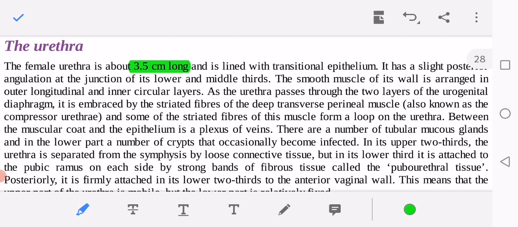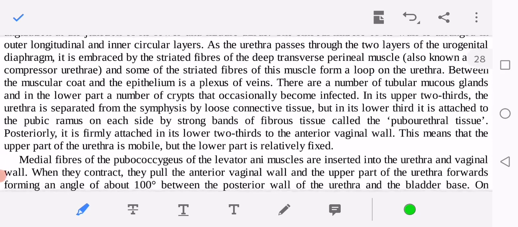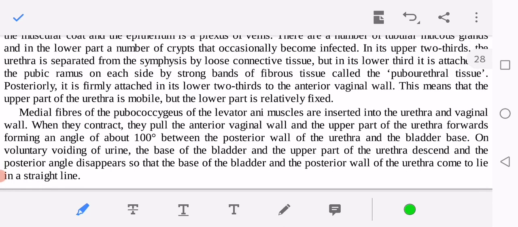Some of the striated fibers of the muscles form a loop on the urethra, and between the muscular coat and the epithelium is a plexus of veins, and there are a number of tubular mucous glands, and in the lower part a number of crypts that occasionally become infected. In its upper two-thirds, the urethra is separated from the symphysis by loose connective tissue, but in its lower third, it is attached to the pubic ramus on each side by strong bands of fibrous tissue called the pubourethral tissue. This is the pubourethral tissue.